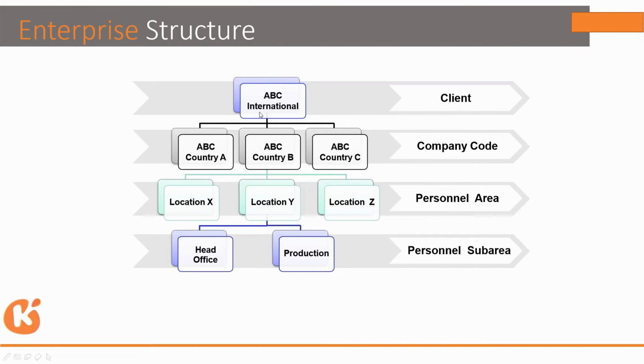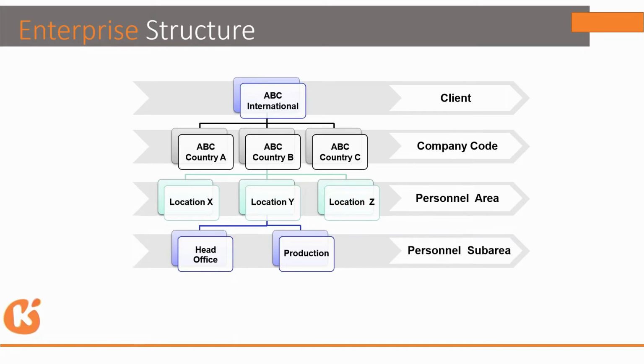So this is another client. You can see ABC International. Now ABC is a client. Now you can see the company code. They're present in country A, country B, and country C. Even within the same country, you can see there will be a company code. Company B is in locations X, Y, and Z, and in location Y, it's a head office and production office. So like this, you can define your client, company code, personal area, and personal sub area.